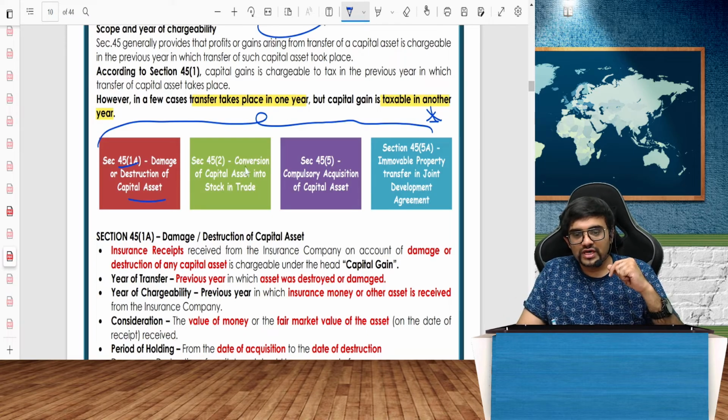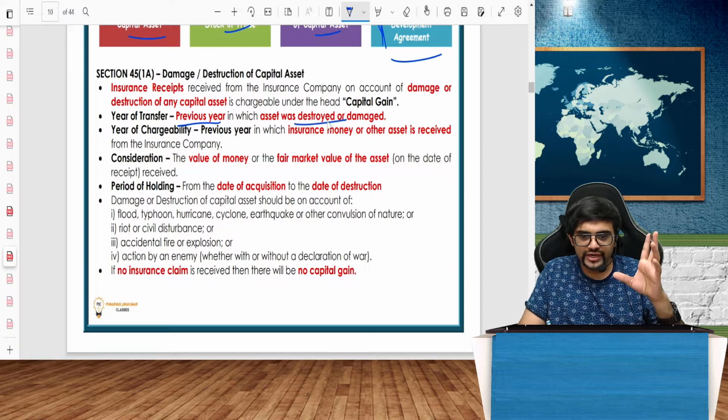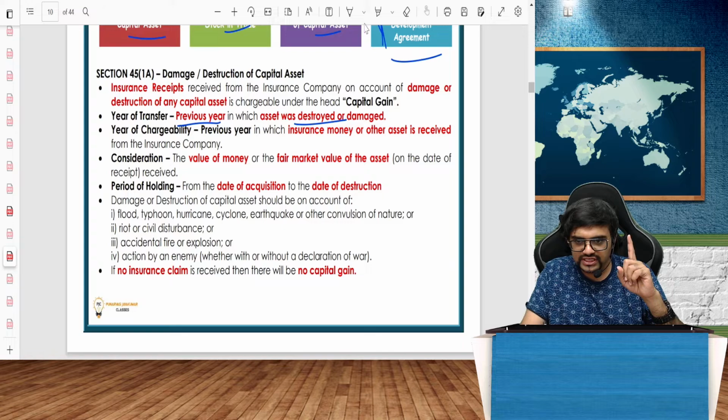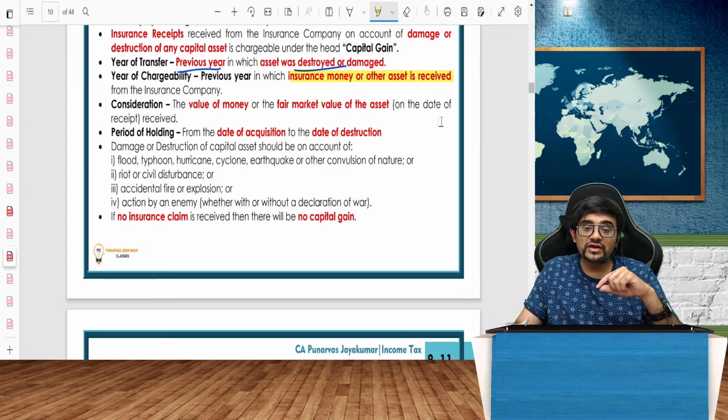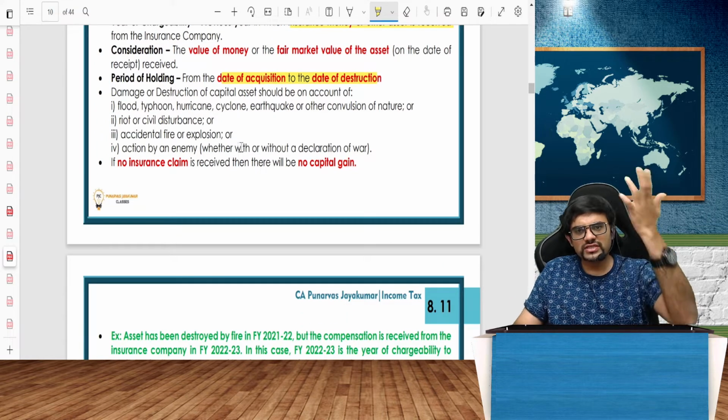Second, 45(2), conversion of capital asset into stock in trade. Then compulsory acquisition, then immovable property transfer in JDA. We'll see everything quickly. Insurance receipts received from the insurance company: year of transfer is when the asset was destroyed, but chargeability is when the insurance money is received. And what is the period of holding? Date of acquisition to date of destruction. Very, very simple.